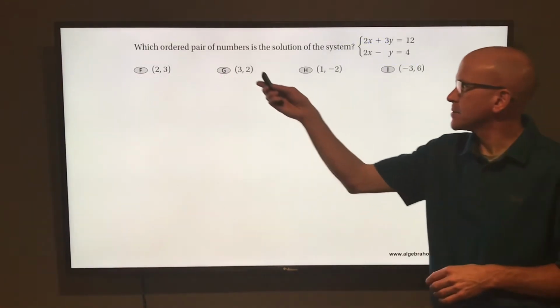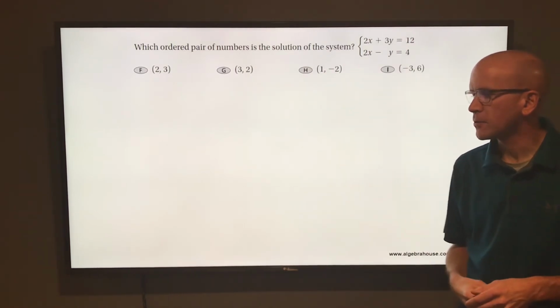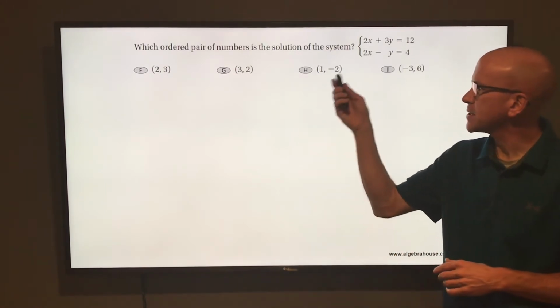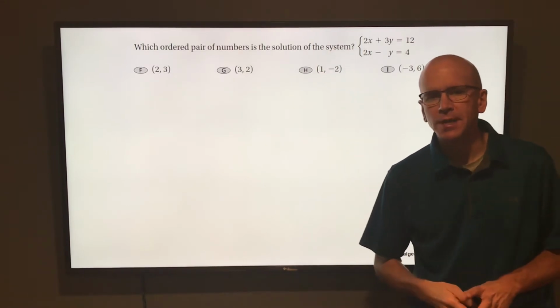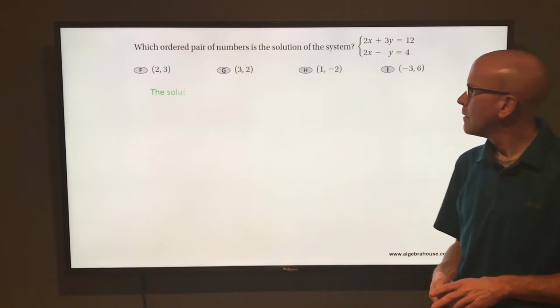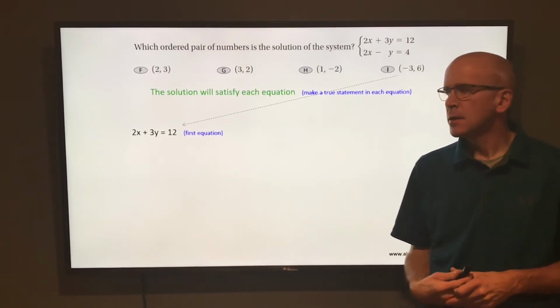Which ordered pair of numbers is a solution of this system? 2x plus 3y equals 12 and 2x minus y equals 4. Well, let's say he doesn't feel like graphing. You can easily substitute the x, y values into both equations, and if it makes a true statement in both equations, then you do have the correct solution. For example, just take one of these points. Let's say -3, 6. So you're just trying your luck here.